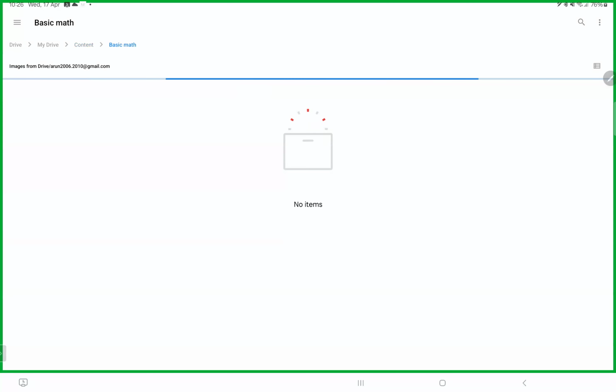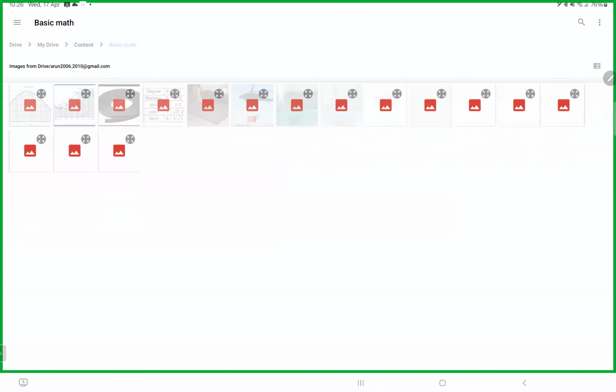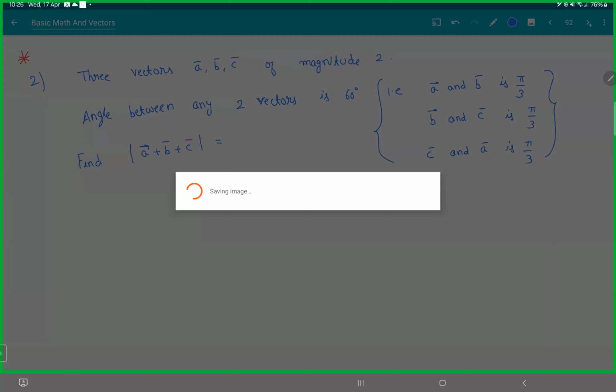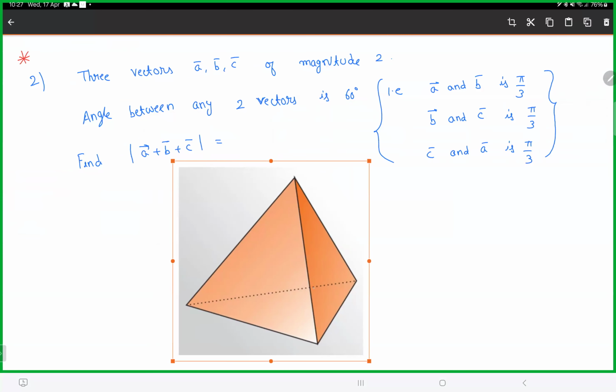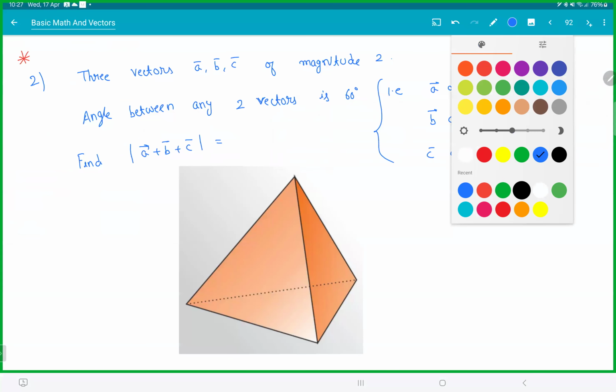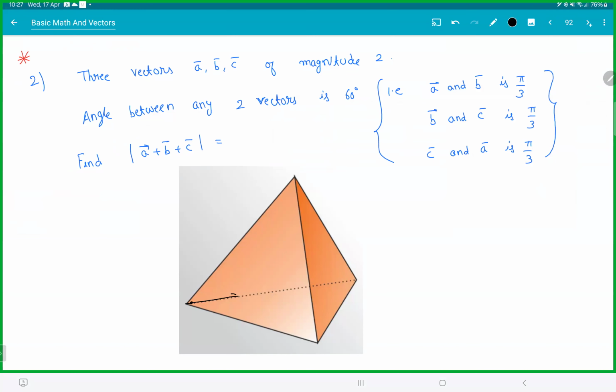I'll help you with the diagram. You guys give it a try. It's a good one. It's like a pyramid. This is actually called a tetrahedron. This is A bar. This is B bar. This is C bar. This angle is 60 degrees. This angle is 60 degrees. This angle is 60 degrees.